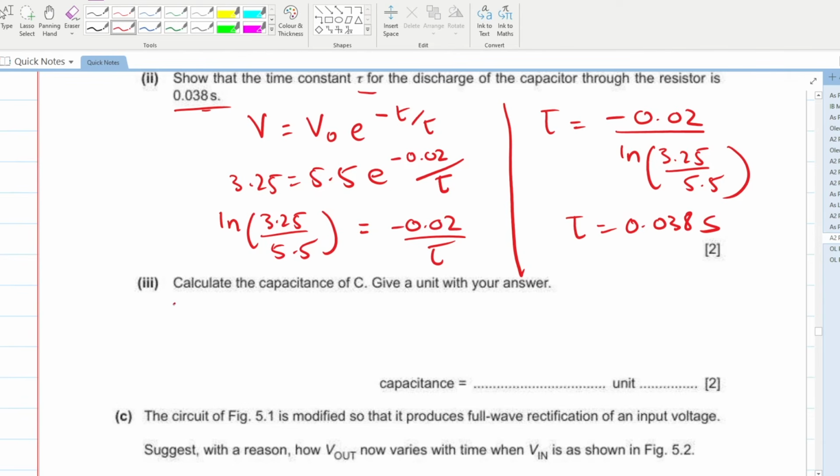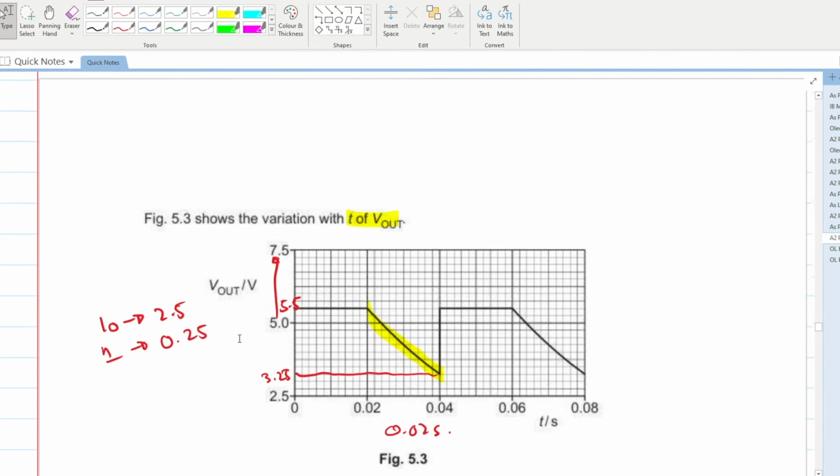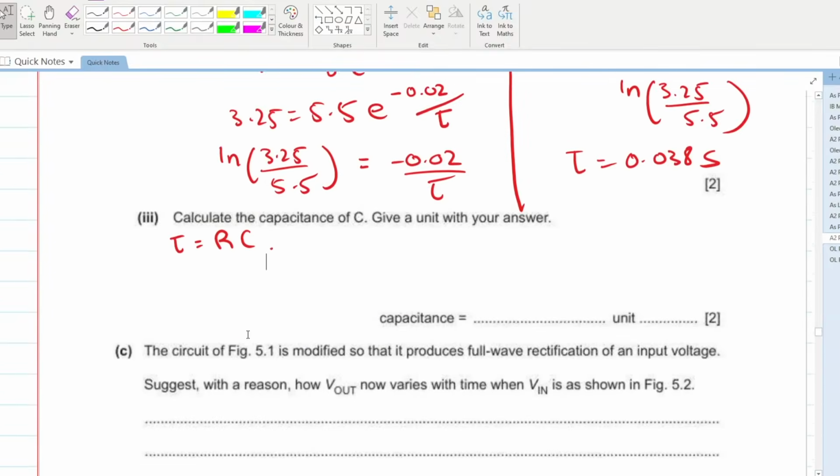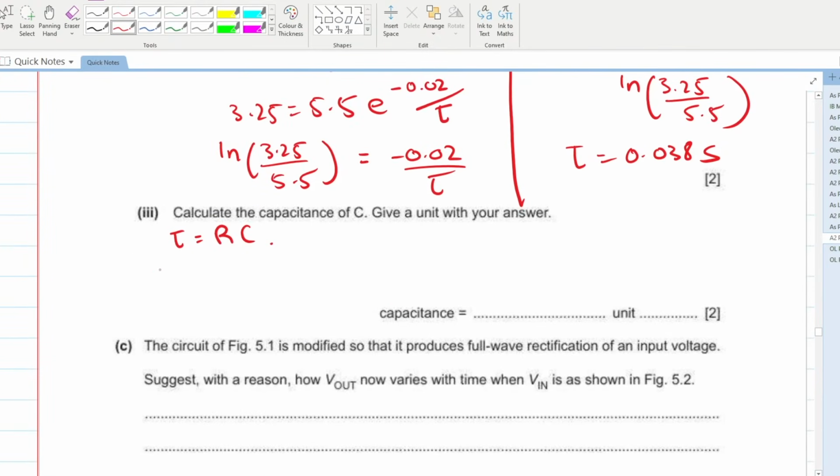ठीक है, कैलकुलेट द कैपेसिटेंस ऑफ सी. अब कैपेसिटेंस ऑफ सी किस तरह निकलेगी? वी नो दैट टाइम कांस्टेंट इज इक्वल्स टू आर सी. रेजिस्टेंस गिवन है भाई, रेजिस्टेंस इज 14 किलो ओम. सही है. टाइम कांस्टेंट इज 0.038 डिवाइडेड बाय रेजिस्टेंस क्या है? 14 इंटू 10 raised to the power of 3. कैपेसिटेंस आ जाएगी? यस आ जाएगी. लेट्स कैलकुलेट दैट आंसर. डिवाइडेड बाय 14 इंटू 10 raised to the power of 3.